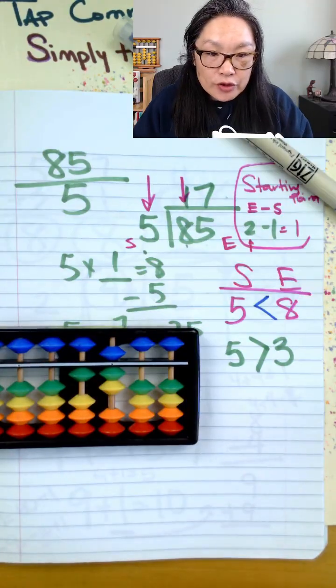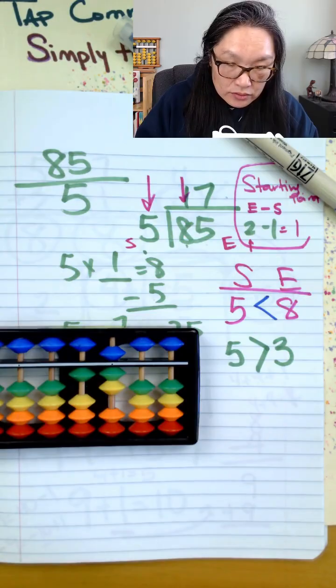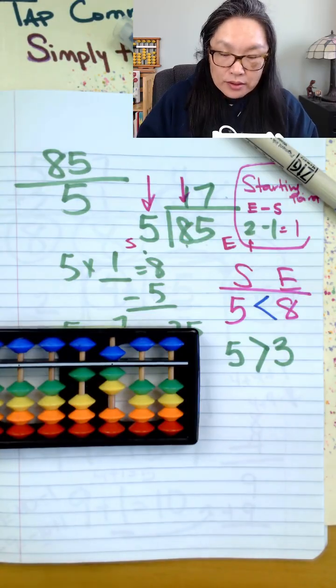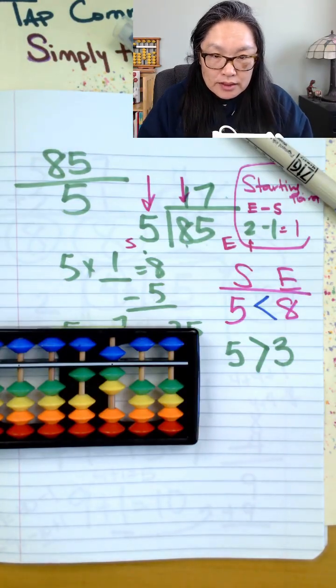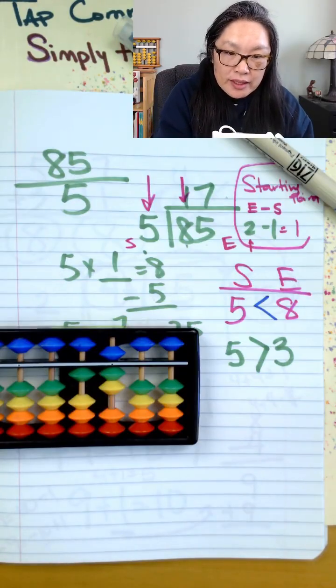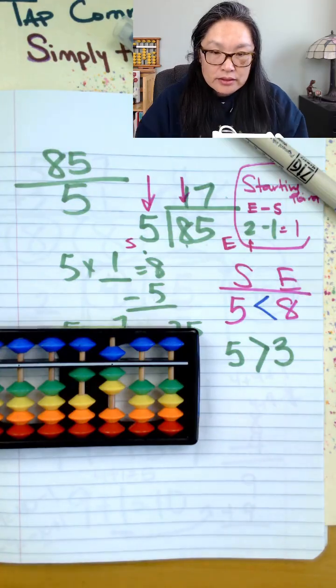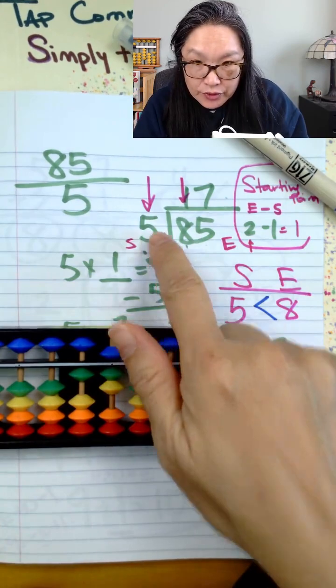So if you have 2 digits divided by 1 digit, is it still 2 minus 1? Yes, it will always be 2 minus 1. Because what you're doing is comparing the numbers.